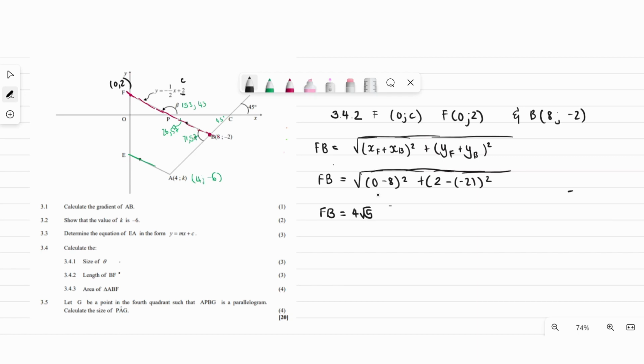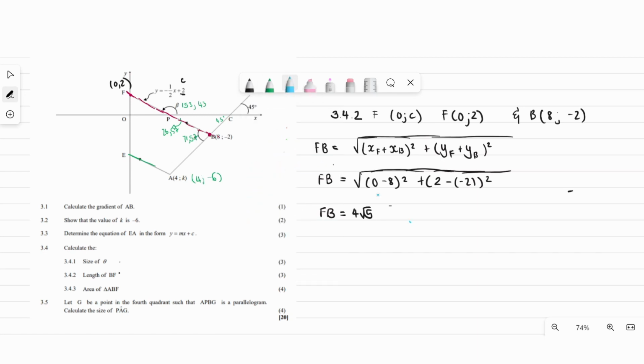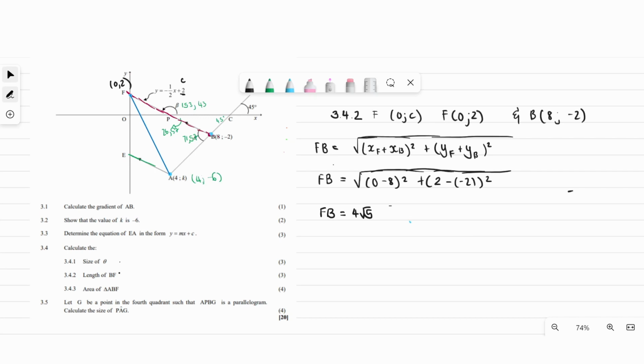And then they want us to find the area of ABF. So let's check where ABF is. Let me change the color so that it's a different color. Let's make it blue. That is the triangle they want us to find, the one in blue. What can we see? We already found this line, FB, and we know it's 4 root 5. So we already have an angle, theta, calculated.